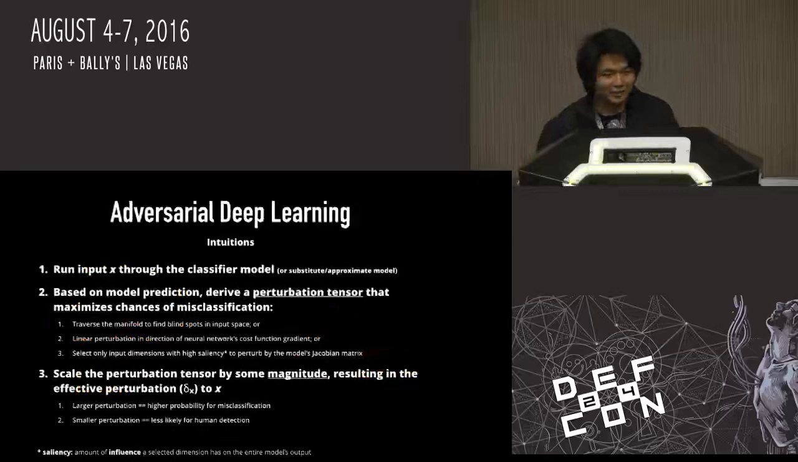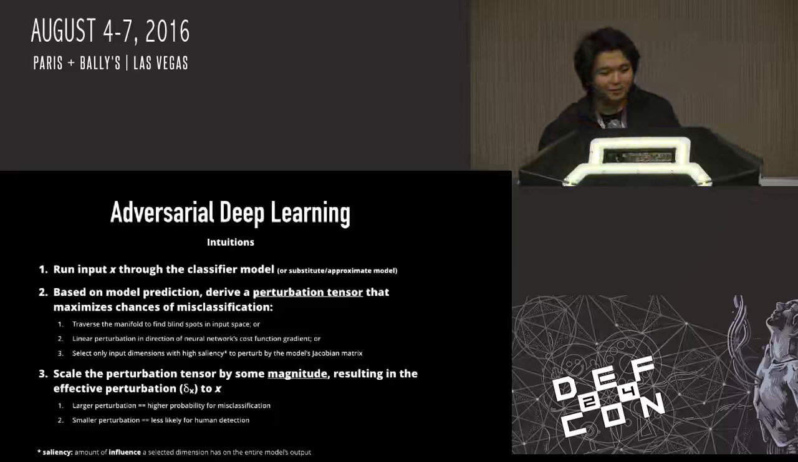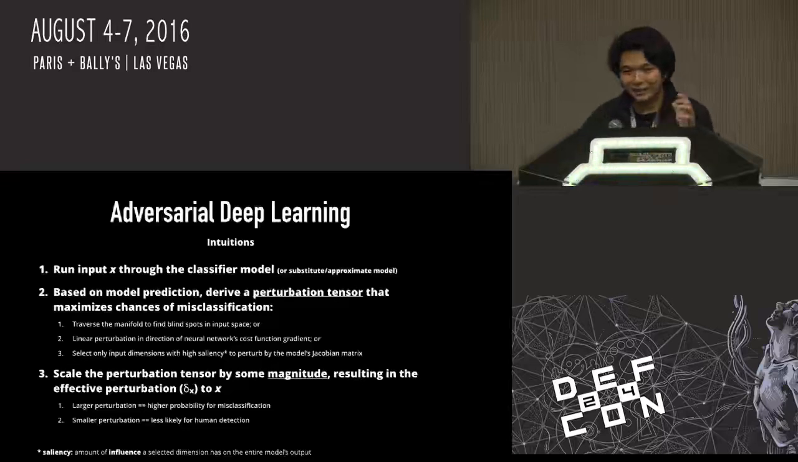So how do you generate images like that? How did I generate images like that? The intuition is just 3 steps. The first thing is you have to run the input through a classifier model, then based on the model prediction, derive a tensor, a vector, a matrix that maximizes the chances of misclassification. You can do this in 3 methods that we'll touch on a bit later. And then you scale the perturbation tensor by some magnitude, resulting in a perturbation, which is the noisy image that you add to your original image, and then you use it as an adversarial image. So that will result in an image that tricks classifiers but not humans.